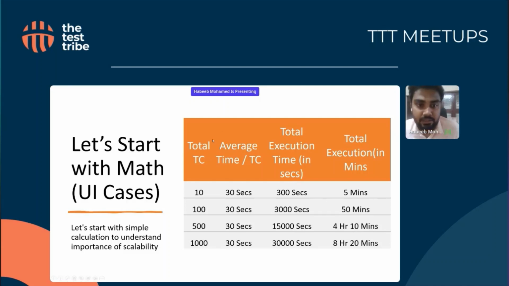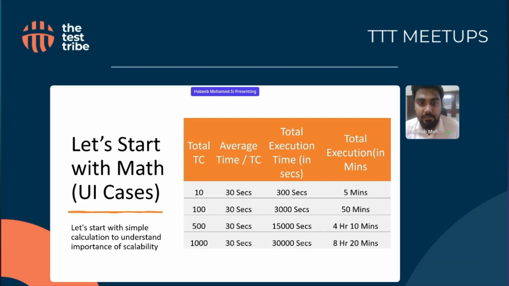So let's try to understand with this simple tabular column. I have taken an average time of a UAT case as 30 seconds. I know that in a real-world scenario, none of the UAT test cases will execute under 30 seconds, but let's go with an example. Initially, let's consider there are 10 test cases with the average time of 30 seconds. So it completes under 5 minutes.